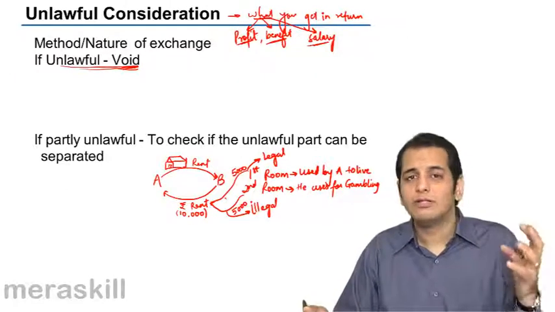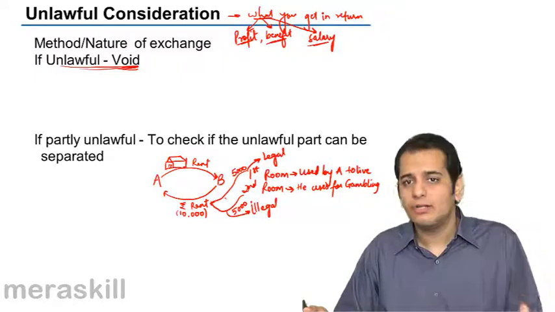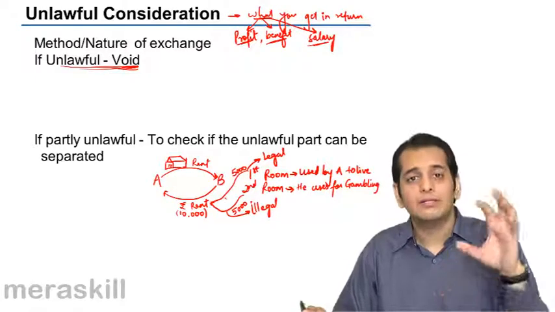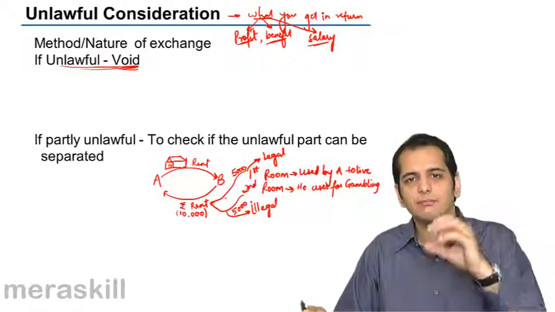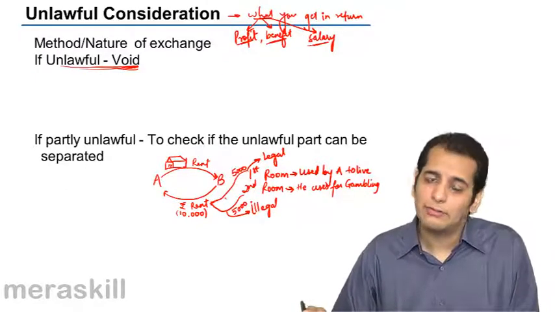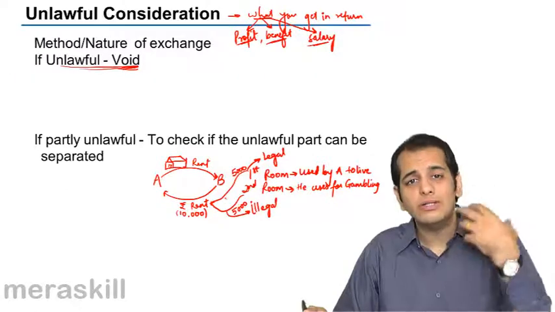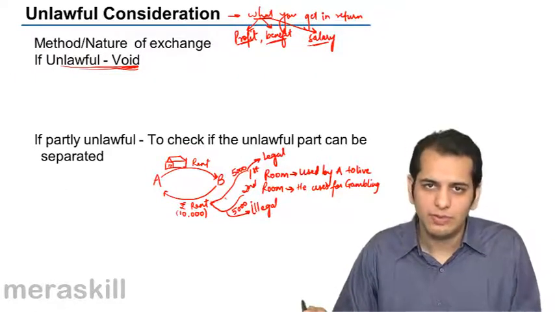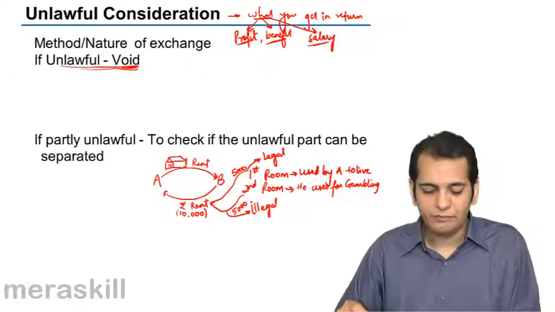So we have covered unlawful object and unlawful consideration. We said the object and consideration both need to be lawful to make the contract valid, because these are the two essential requirements of a valid contract. We move ahead.